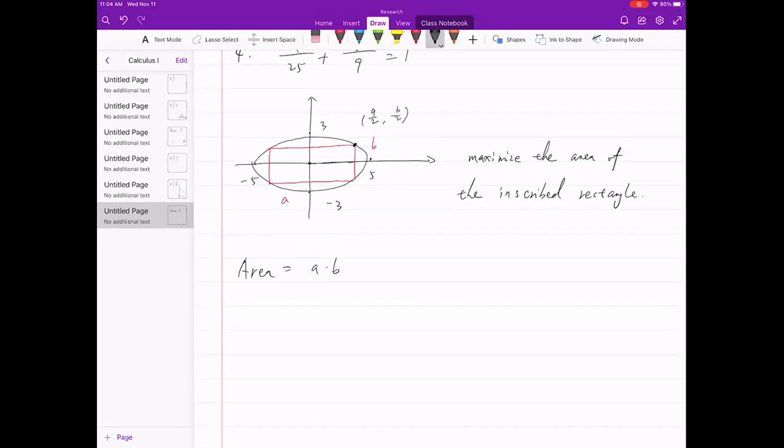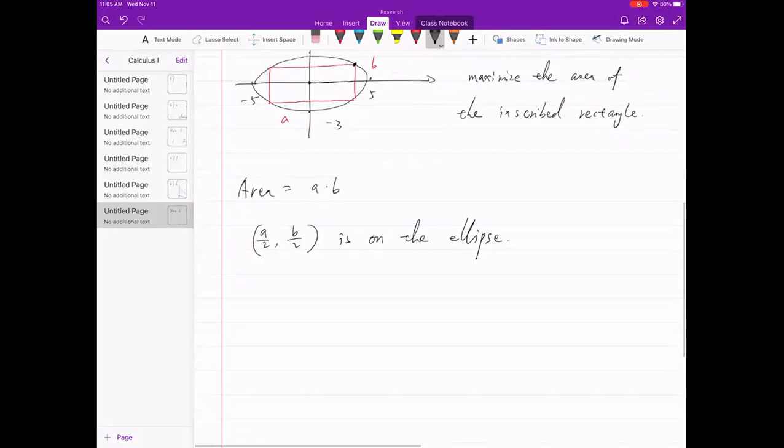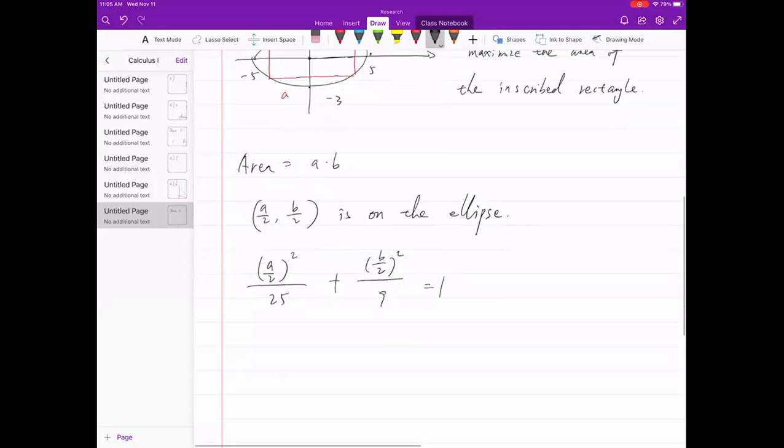So that's what I find out. If I assign A and B to be like this, then I know A over 2 and B over 2, which will be the point I just highlighted, is on the ellipse. Algebraically, that means if I plug A over 2 into the ellipse, it should satisfy the equation. Good so far? So here you can solve B from A.